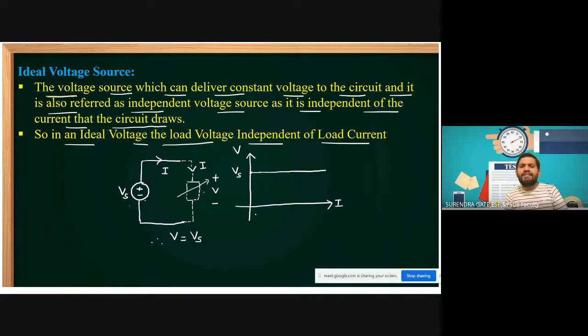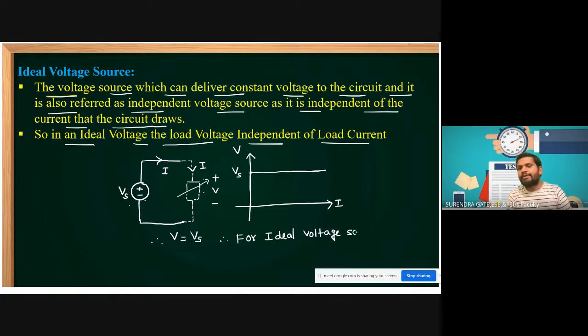You can increase the load and the current to any value, and the load voltage is always equal to Vs. Then this type of source is treated as an ideal voltage source. But a very important point here: for an ideal voltage source, the internal resistance is equal to 0.